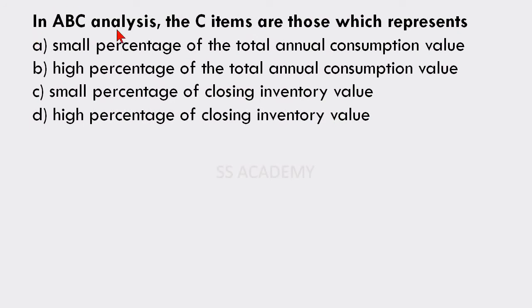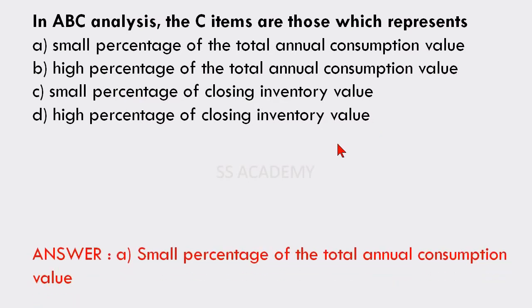Next question is, in ABC analysis, the C items are those which represents small percentage of total annual consumption value, high percentage of total annual consumption value, small percentage of closing inventory value, high percentage of closing inventory value. The answer is option A, small percentage of total annual consumption value. In ABC analysis, the C items are those which represents small percentage of total annual consumption value.